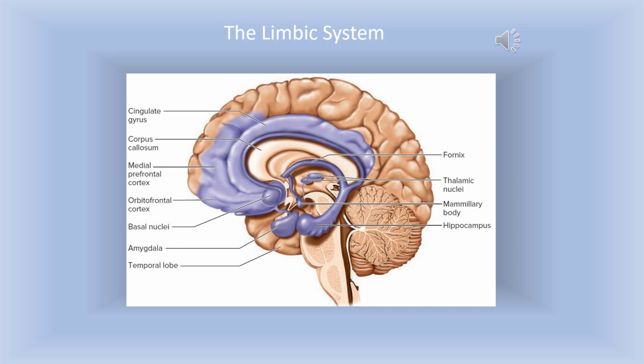Speaking of the limbic system, the structures shown here in blue are some of the structures called the limbic system. There are some others. Primarily, you would want to recognize the fornix, the mammillary bodies, which are part of the hypothalamus, and those thalamic nuclei, which are part of the limbic system. I mentioned the amygdala, which is associated with fear.